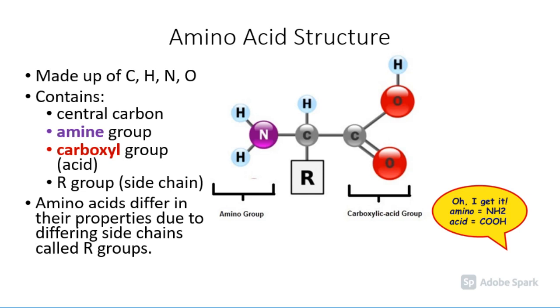There are 20 amino acids. All proteins are made up of different combinations of these 20 amino acids. Each amino acid has a similar structure template. Each has a left side chain called an amino group. That's the nitrogen with the 2 hydrogens. And a right side chain with a carboxyl group, the COOH.